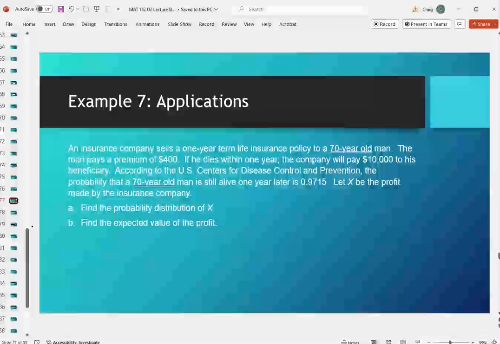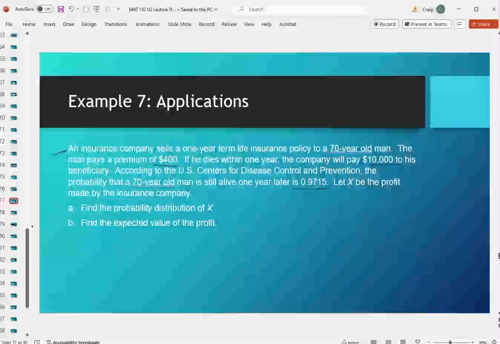Let's look at a few examples of how we can use this to apply to other situations, right? Where we're not just counting outcomes. We're not just counting numbers. An insurance company sells a 1-year term life insurance policy to a 70-year-old man. The man pays a premium of $400. Okay? If he dies within 1 year, the company will pay $10,000 to his family. Okay, according to the CDC, the probability that he's still alive after 1 year is 0.9715.